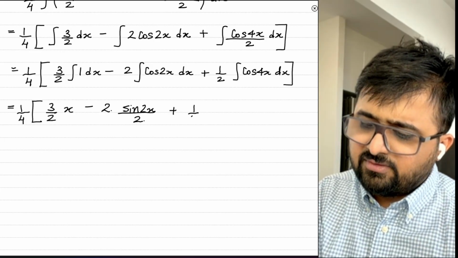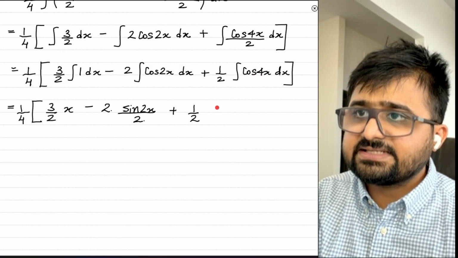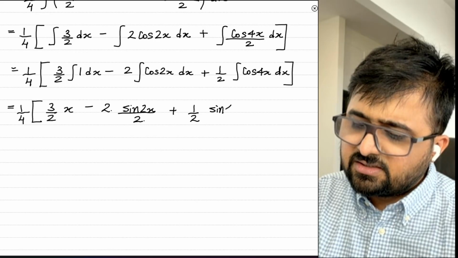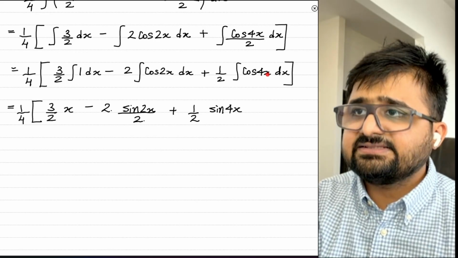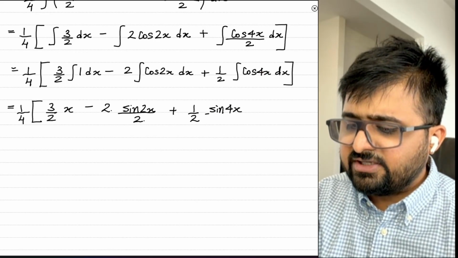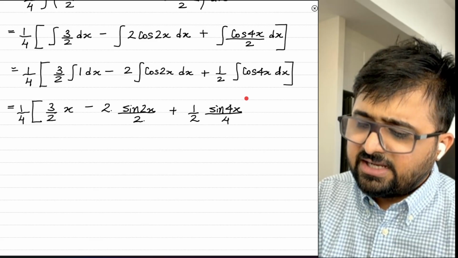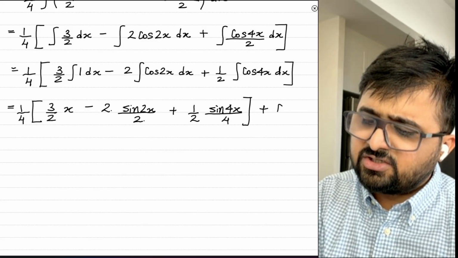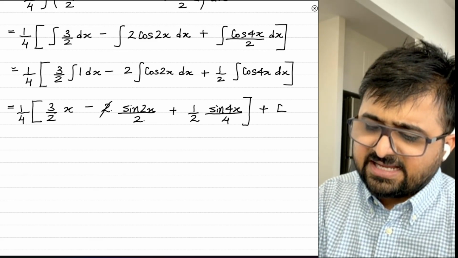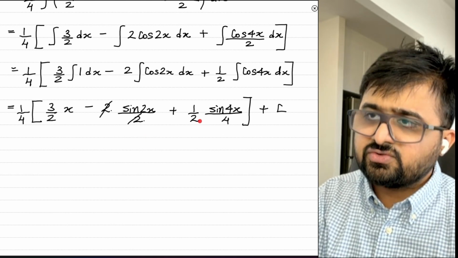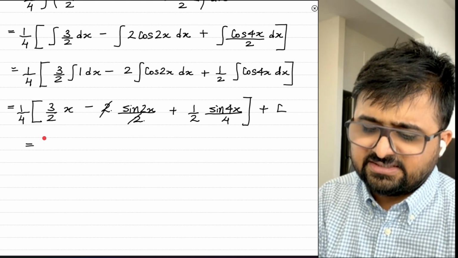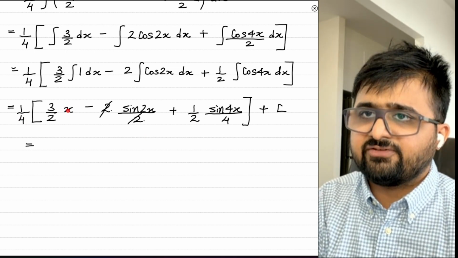Plus half. Again, integral of cos 4x is sin 4x. And again, since the coefficient of x is 4 over here, we divide by 4. And in the end, we add the constant of integration c. You can cancel out this 2 over here, and this 2 and 4 will become 8. So for our final result, we can multiply this 1 by 4 inside.